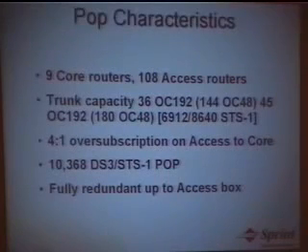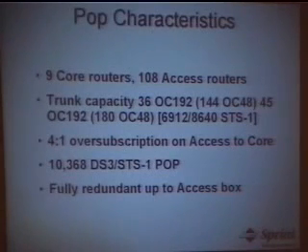So with this I get 9 routers, 108 access routers. I get 36 OC192s worth of wide area capacity, or if you count in OC48, it's 144 OC48s. Or if you pull one of the RPs out and only have one, you get 45 OC192s and 180 OC48s worth of capacity. Now, if you count DS3s, you get 6,000, basically 7,000 or 8,600 DS3s worth of trunk capacity.